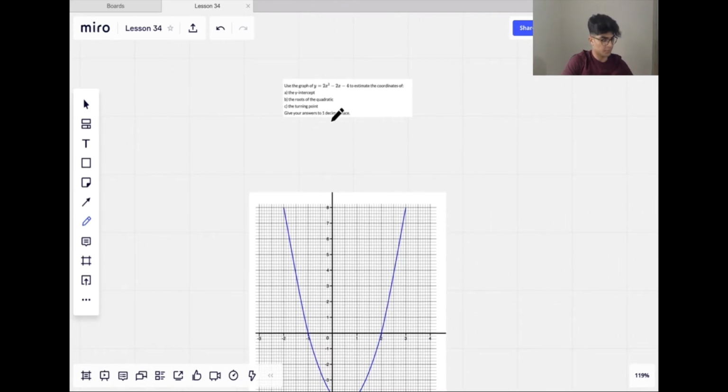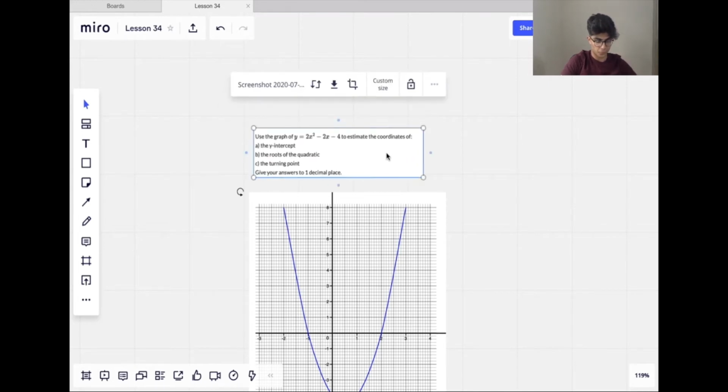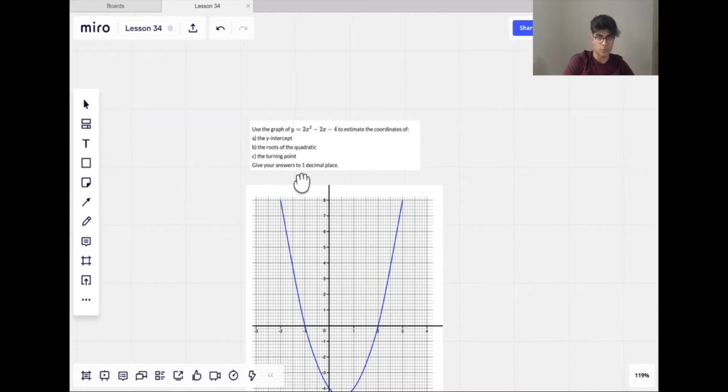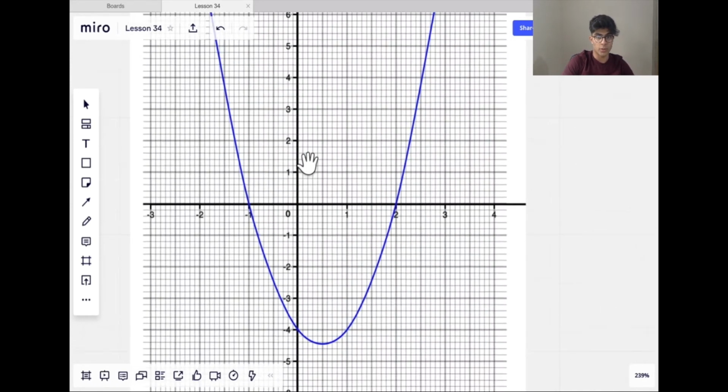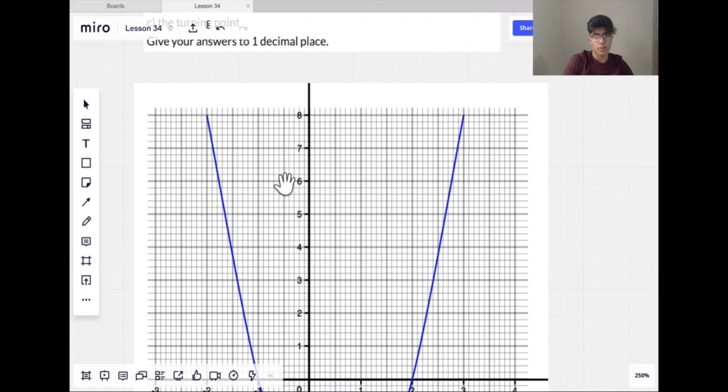So this question asks us to use the graph of y equals 2x squared minus 2x minus 4 to estimate the coordinates of the y-intercept, the roots of the quadratic, and the turning point, and to give your answers to 1 decimal place. So let's zoom in a bit. Okay, so let's do the y-intercept first. That was the first thing on the list.